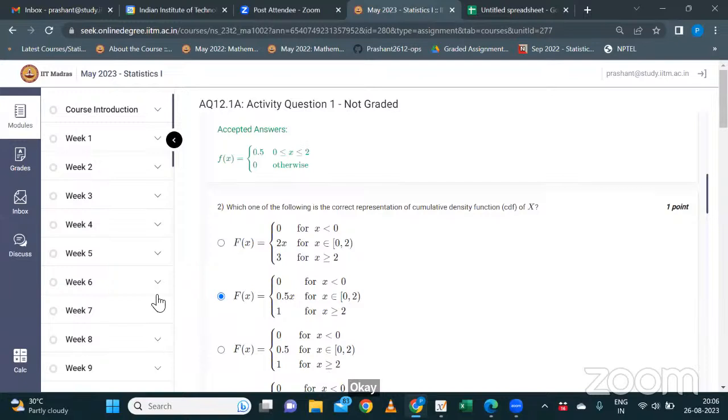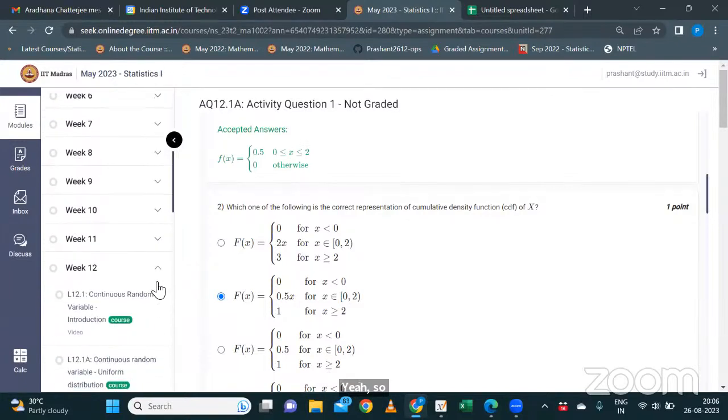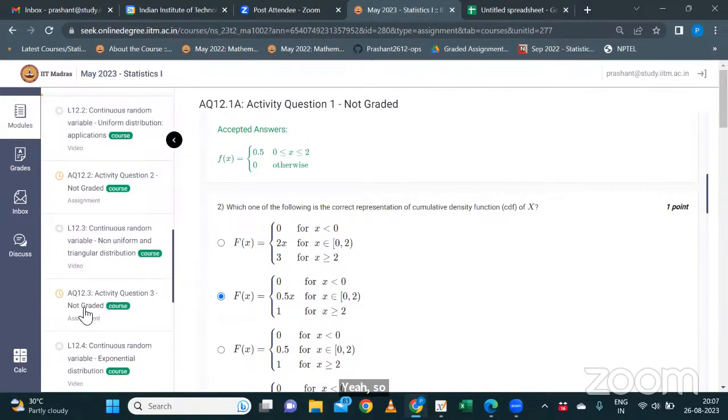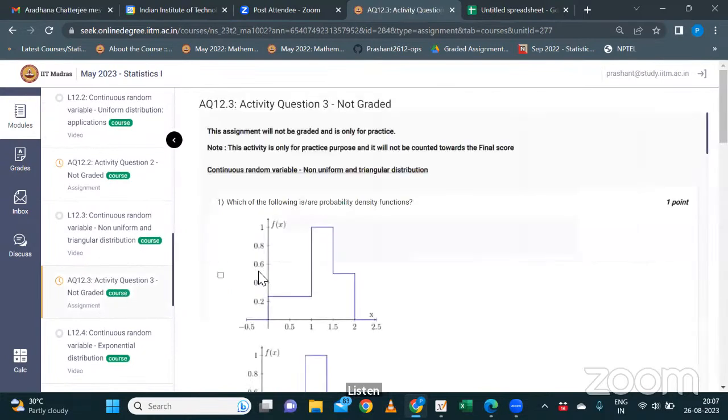Yeah, so is it clear? Yes, sir. Okay, someone asked about 12.3, this one. So what was your approach? Can you tell me?